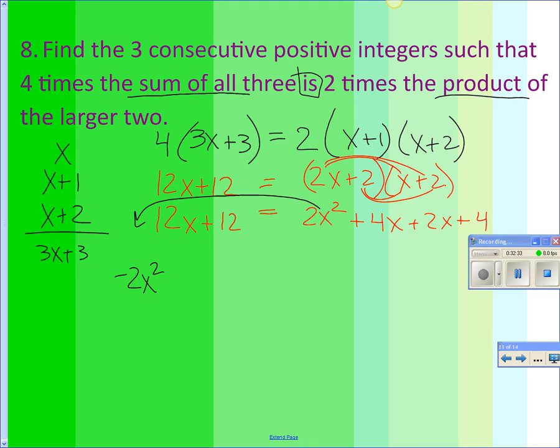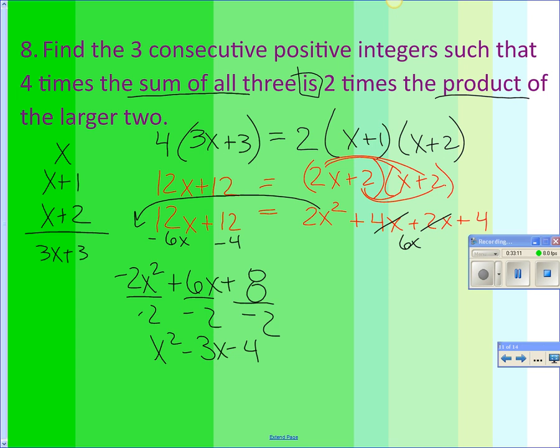Before you move these, what is that? That's 6x. And when I move 6x, it becomes negative 6x. So what's 12 minus 6? Okay. What else happens? So it gives you, okay. Good. What do I divide by? So x squared minus 3x minus 4.